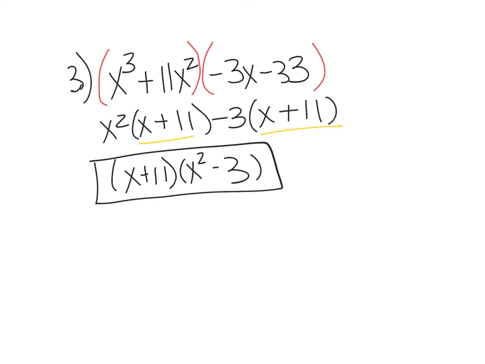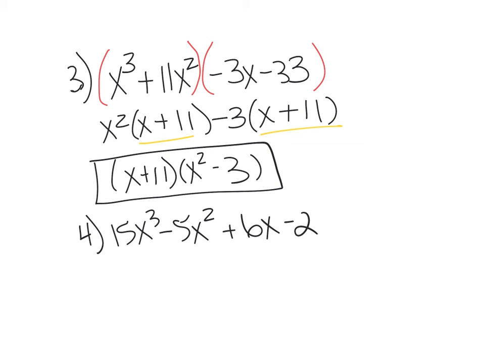Okay, let's try one more. We have 15x cubed minus 5x squared plus 6x minus 2. So again, do the first two have things in common? They do. The second two have things in common? They do. So 15x cubed minus 5x squared, I can divide both of those by 5x squared. So the GCF is 5x squared. 5x squared times what will get me 15x cubed? That is 3x. 5x squared times what will get me negative 5x squared? That is a minus 1.